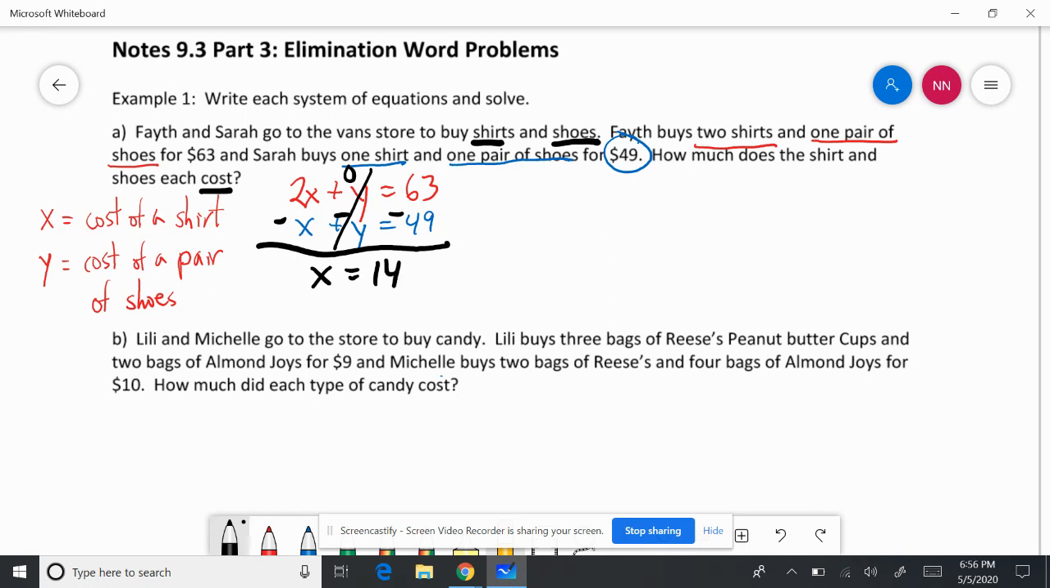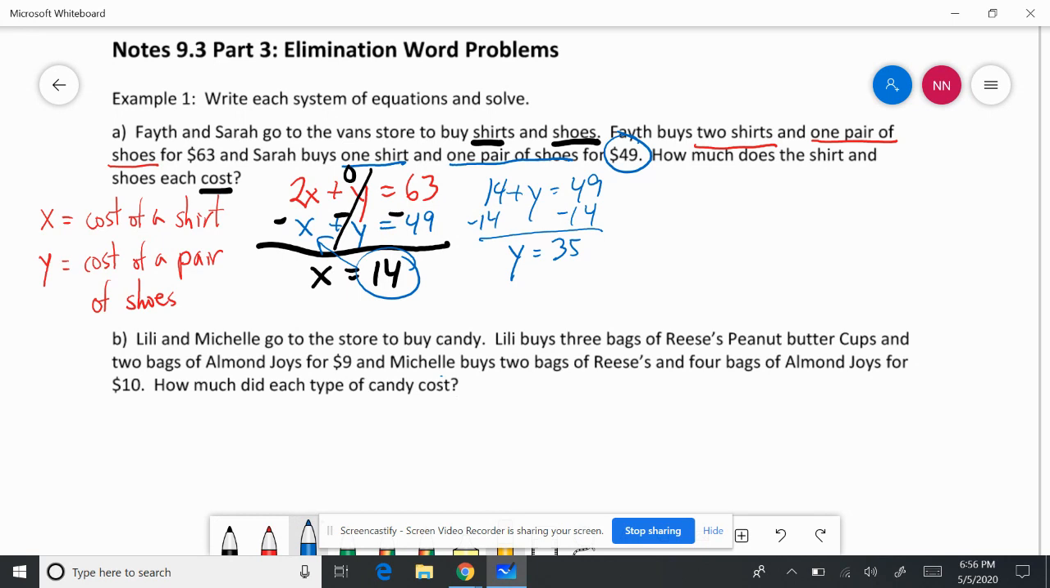We're going to take the 14 and plug it into one of the equations. I think the bottom one is a little bit easier. I'm going to use the original, so I'm going to take the 14 and plug it in for the x. So I get 14 plus y equals 49. I'm going to subtract the 14, and I get y is equal to 35.